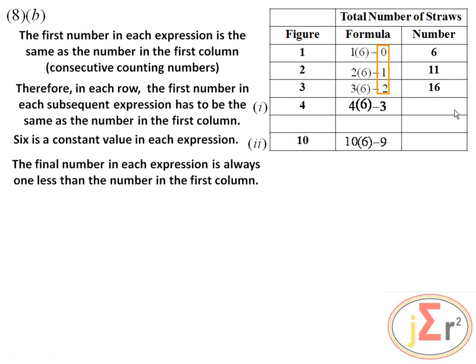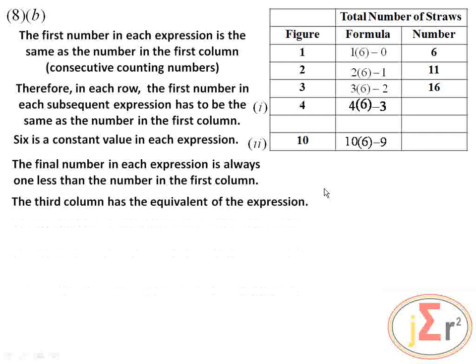And then the value that we get here is the result of calculating what we will get from these expressions. 4 × 6 is 24, minus 3 is 21, and 10 × 6 is 60, minus 9 is 51. So we'll imagine that we'll have 21 and 51. The third column has the equivalent of the expressions. 21 and 51, no problem. 4 × 6 is 24, minus 3 is 21. 10 × 6 is 60, minus 9 is equal to 51. And then what do we do next?